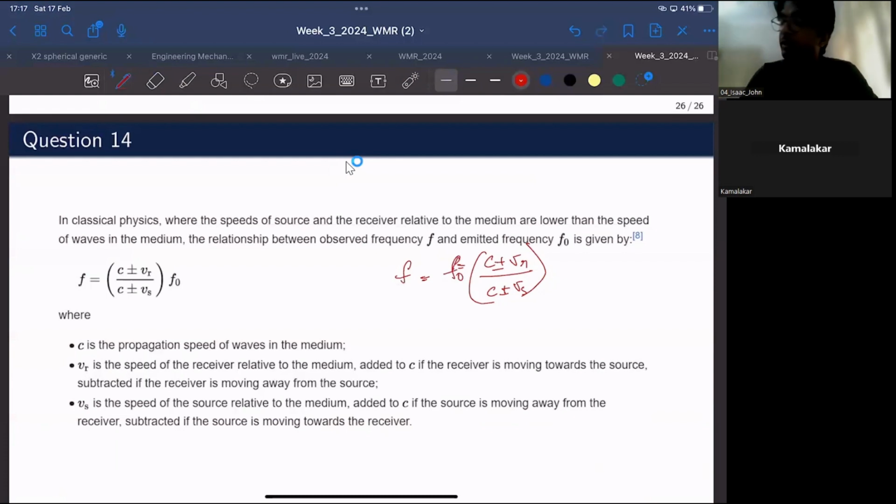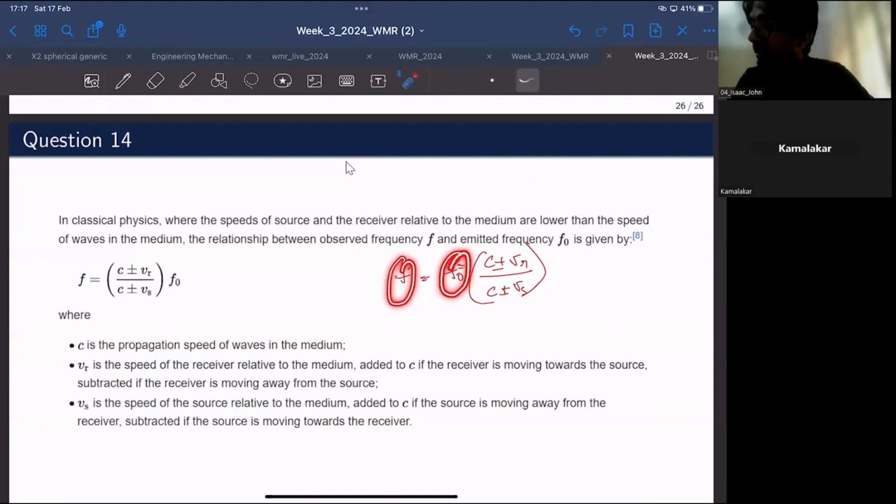If the transmitter is moving towards the receiver, or if the receiver is moving towards the transmitter, then whatever the receiver perceives should be higher than the transmitted frequency. So in that case, this entire term should be greater than 1. We have to make sure that it could be as high as possible.